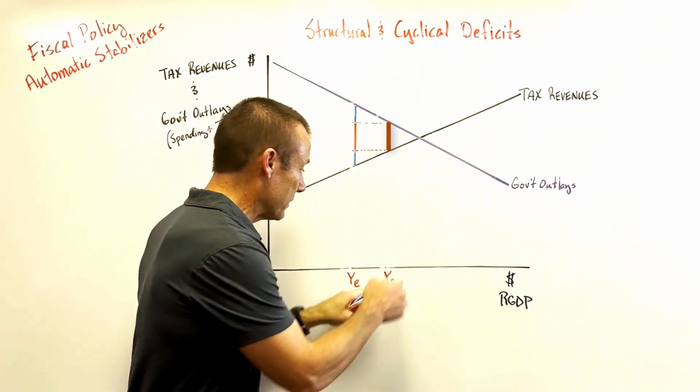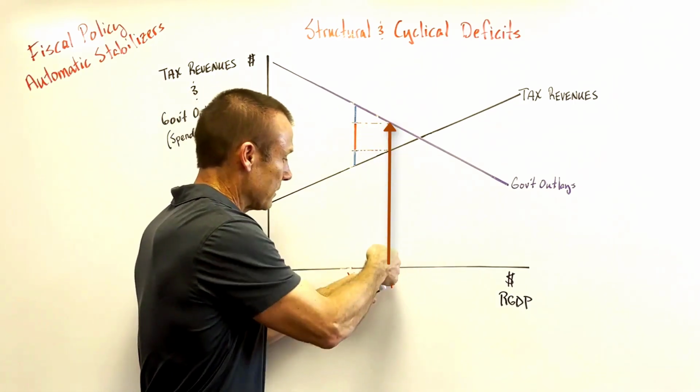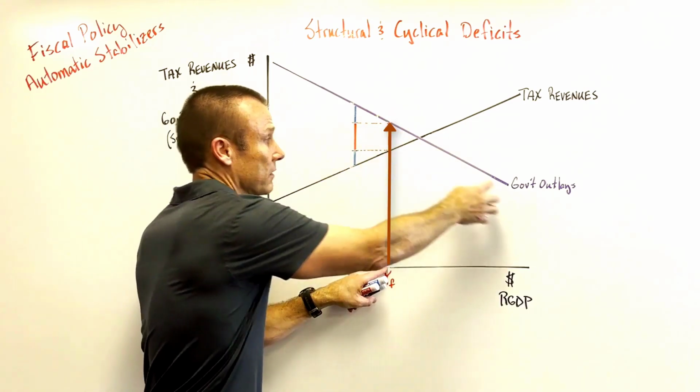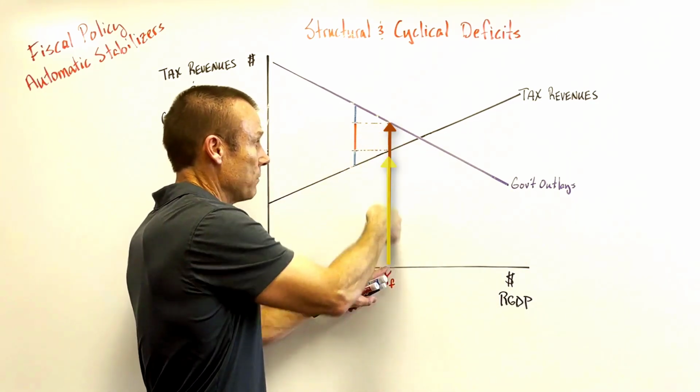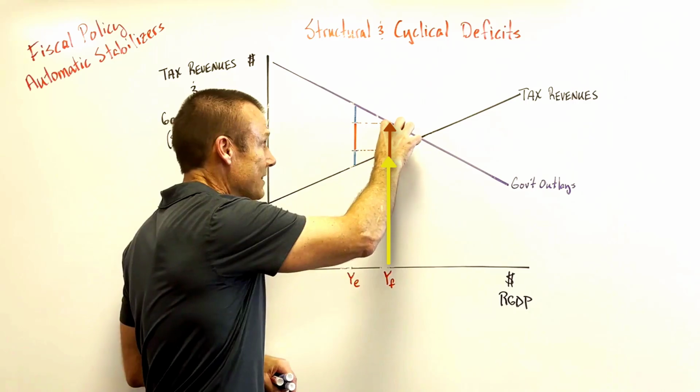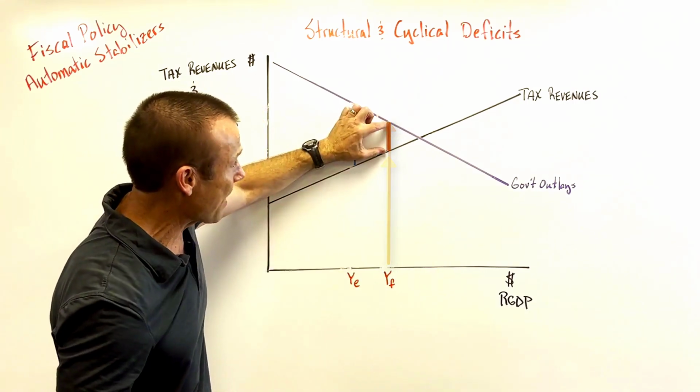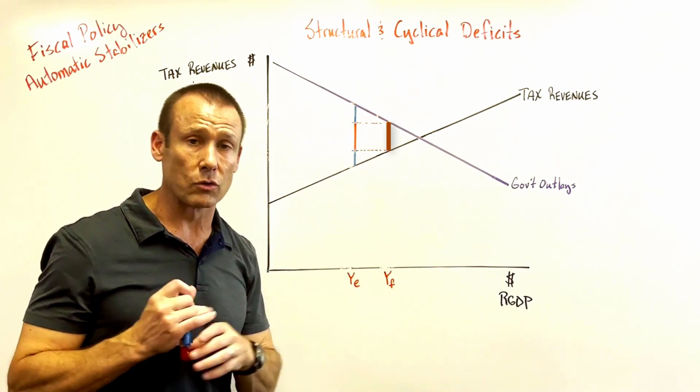Because at full employment, this vertical distance right there, not sure if I got it aligned well, would be the government outlays, right? And that would be the tax revenues. So of course, that would be the deficit, or let me do it this way. That would be the deficit, which is our structural deficit.